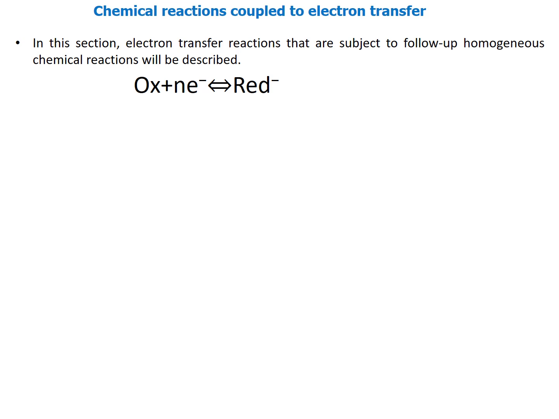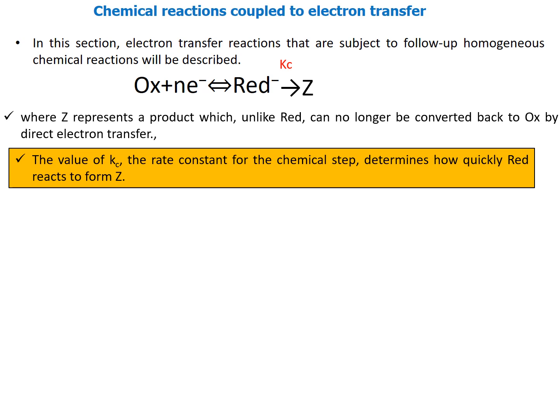What if the product formed in the forward process is not stable on the time scale of the experiment, and the product of the forward process undergoes some chemical reaction? That is, the RED form will produce the product Z via some chemical reaction. Now, this Z is a product from the chemical reaction, and unlike the RED, it can no longer be converted back directly to the starting material, that is the OX, by electron transfer process.